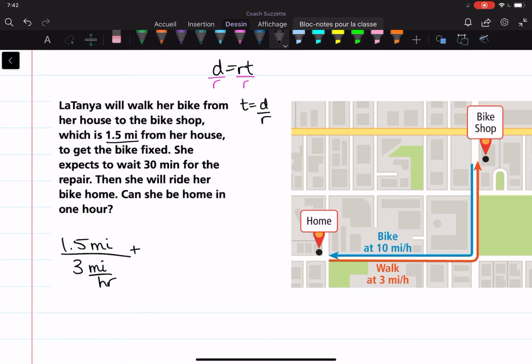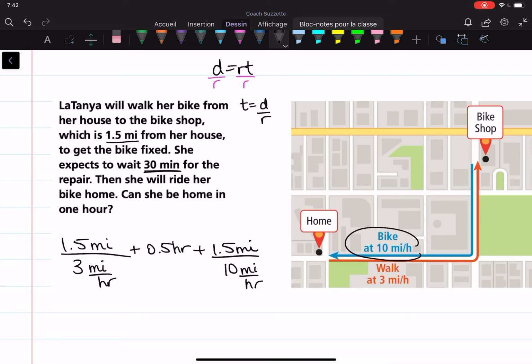What else took up time? Well, she waited 30 minutes for the repair. How many hours is that? 0.5 hours. And then what happened? Then she rode the bike home. So she went the same 1.5 miles, except now the rate was 10 miles per hour.